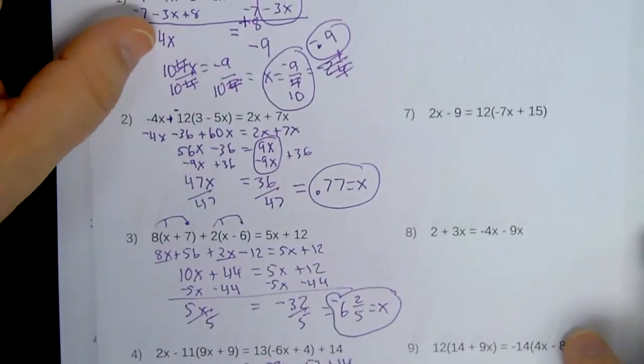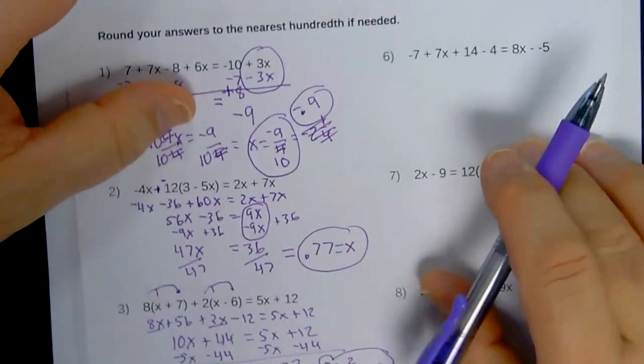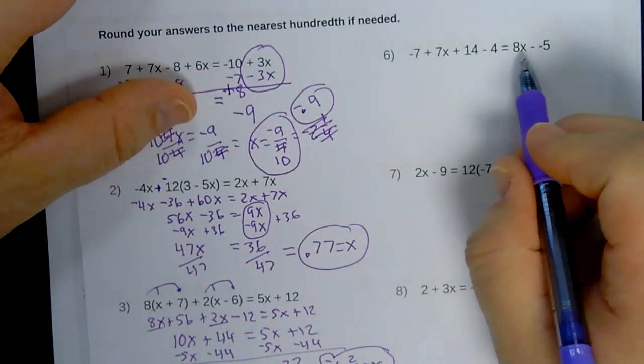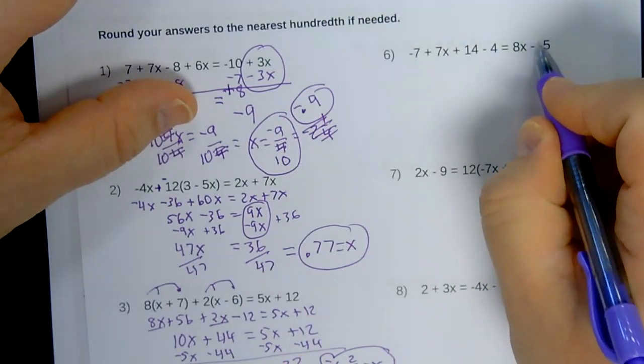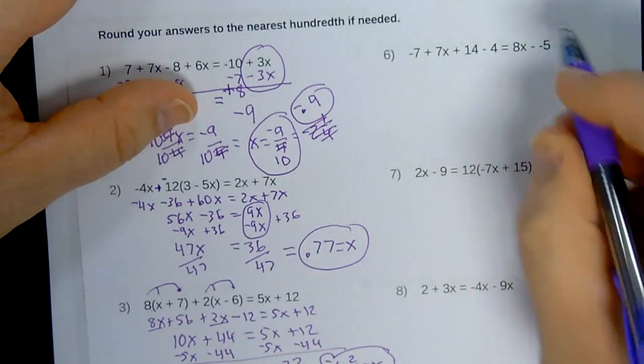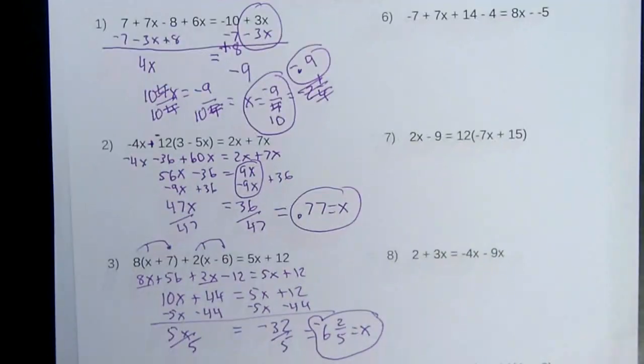Okay. One thing I draw your attention to up here, 8x minus a negative 5. 2 negatives, we're going to make this positive, so a big plus sign will go right here. So just a little key there on that one.